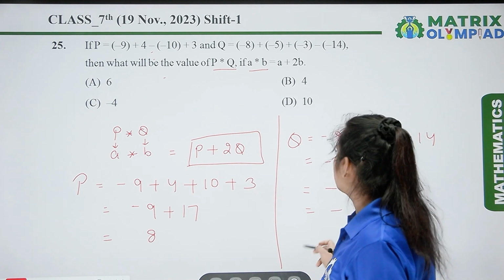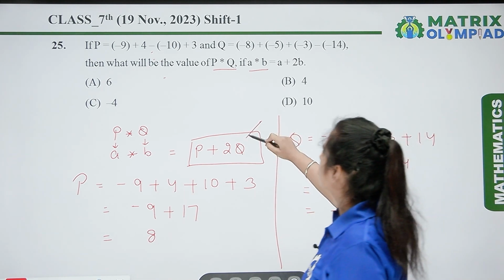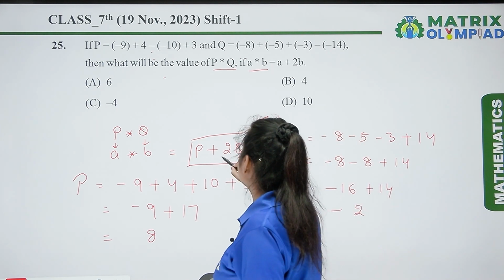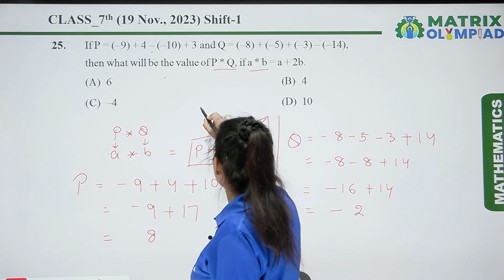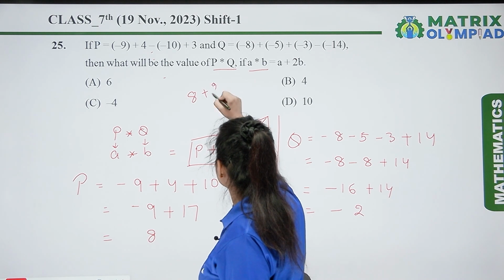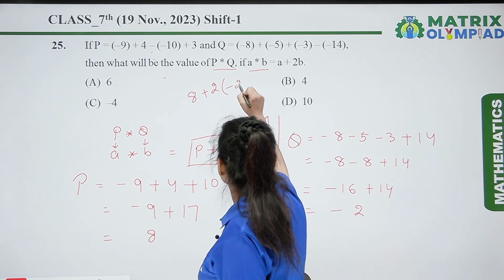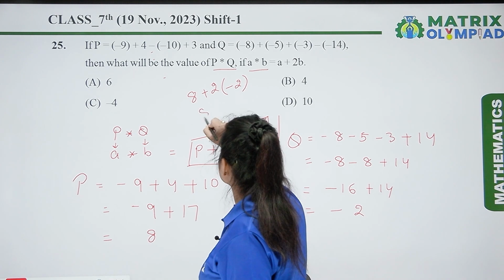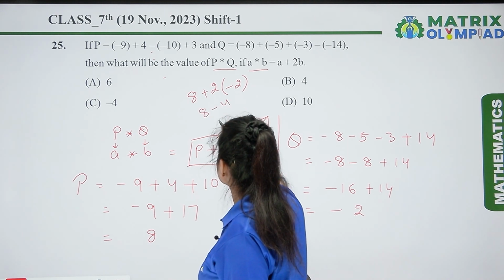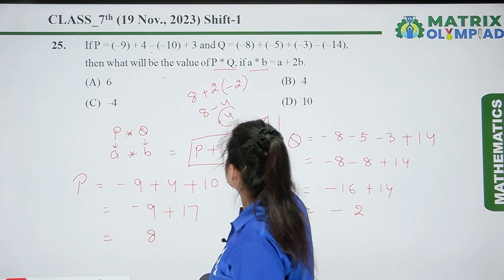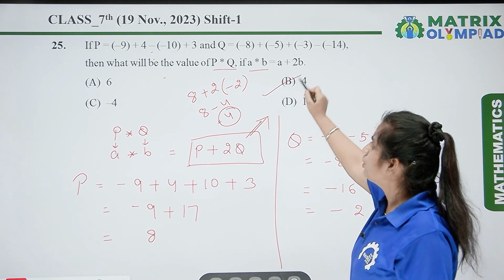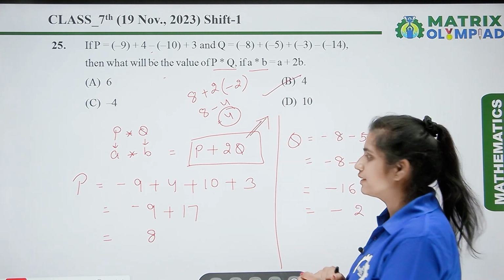Now let's put the values of P and Q in the given equation. So here P plus 2Q. Value of P is 8, plus 2, value of Q is minus 2. So here we get negative 4. So here the answer is positive 4. So according to the question, option B is the correct answer.